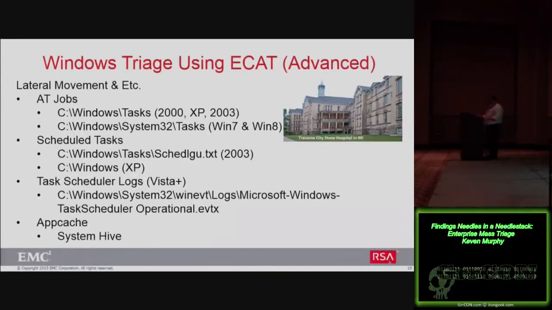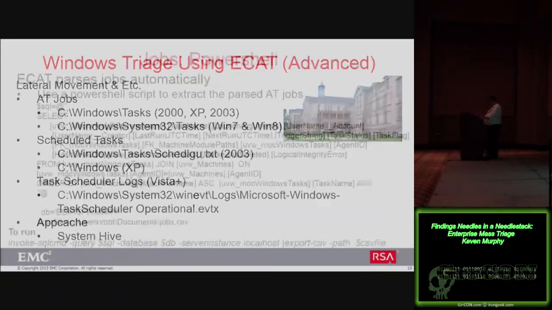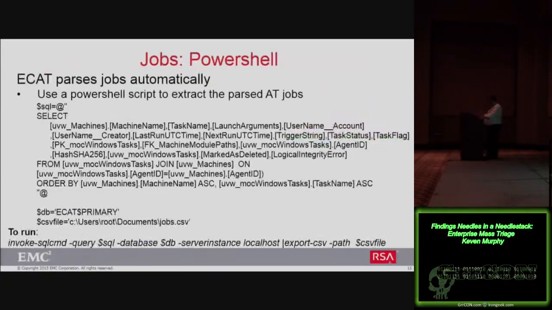Some of the first things we're going to take a look at are @jobs, scheduled tasks, task schedule logs, and the app cache. I have the listed files and directories there. One of the things ECAT does automatically is parse all the jobs. When it does a scan, it'll get all the @jobs and all that happy stuff out of the registry and put it into a database.